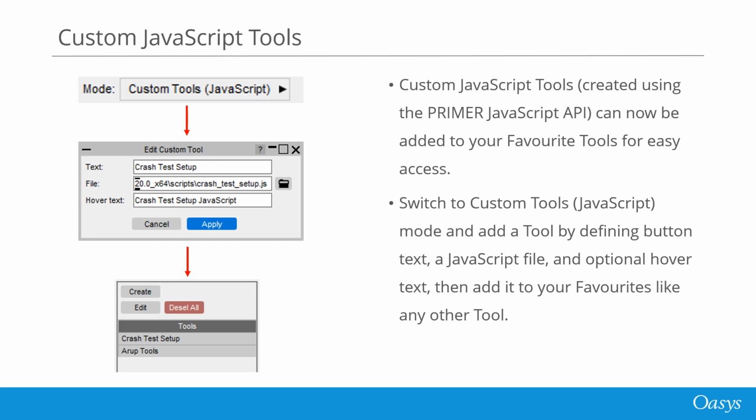Using Primer's JavaScript API, for a long time it has been possible for users to create their own custom tools to automate repetitive processes and quickly access complex functionality. Such tools can now be added to your favorite tools to be accessed with just one click.